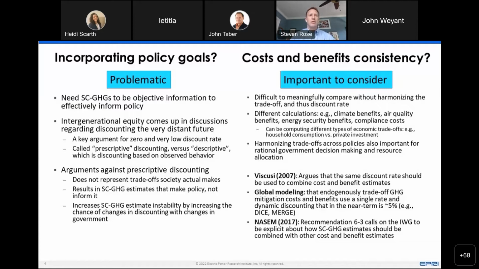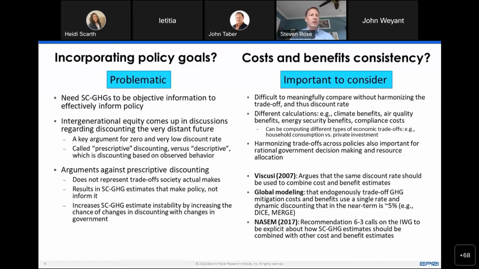for society. Whether those trade-offs are being felt by consumers or being felt by the private sector matters. And being able to think about how we can harmonize that information in a way that facilitates our trade-offs, which would include thinking about possibly harmonizing the discount rates. There's a variety of different pieces of information out there where people are arguing for essentially this kind of consistency in discounting across costs and benefits.